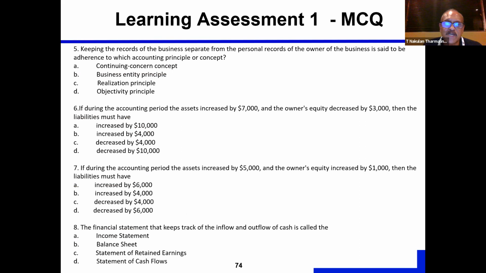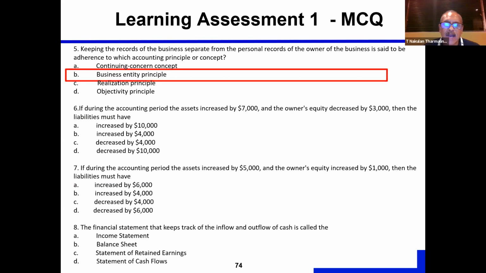Okay. Keeping the records of business separate from personal records of the owner is what? B. If during the accounting period the assets increased by 7,000 and the owner's equity decreased by 3,000, then the liabilities must have what? Just put the equation of assets equals liabilities plus capital on your piece of paper. The question says assets have gone up by 7,000, and the equity decreased by 3,000, went down by 3,000. Then what would have happened?